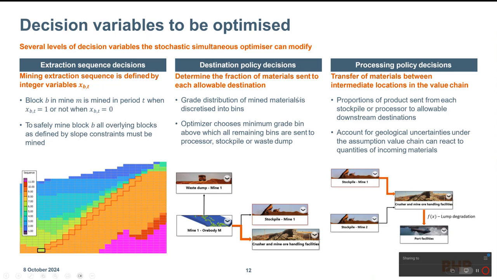In the second step of the process, the transfer of materials between intermediate locations on the value chain is determined. So that could be materials moving from stockpiles to crusher, or the crusher through to the port. And this is done under the assumption that the mining value chain can react to the uncertainties of the incoming materials.